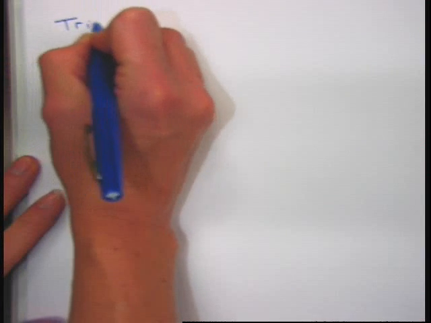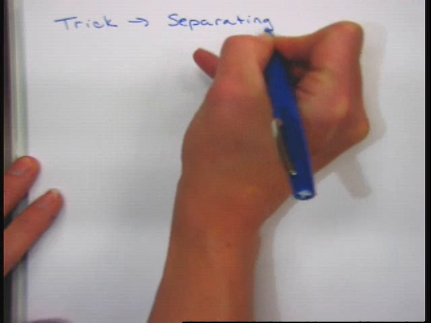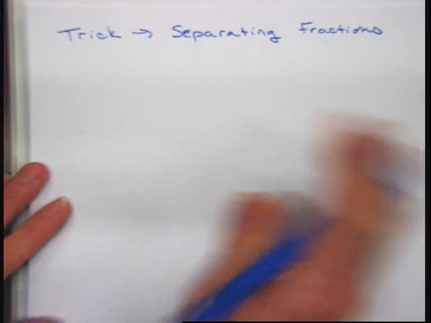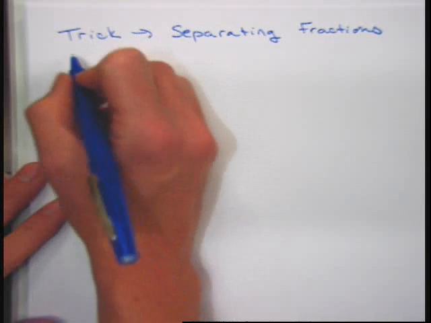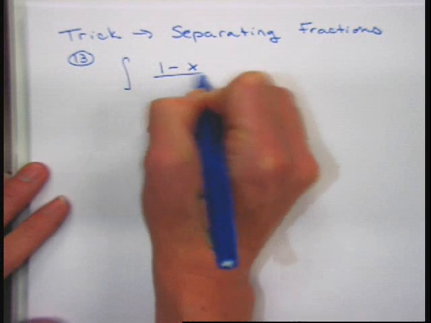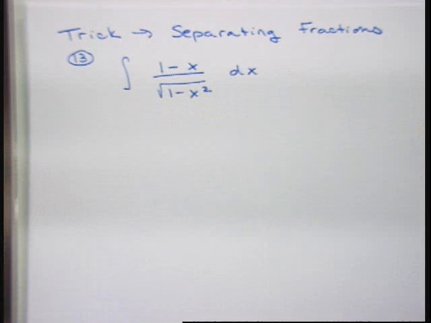So now we'll do a different type of fraction. We'll do another trick. This trick is separating fractions. All right? So the separating fraction trick. When you have a problem like this one, what you should do is you actually have a monomial in the denominator. You have a single thing in the denominator, so you can look at that. You have a binomial in the numerator, but you can write them individually.